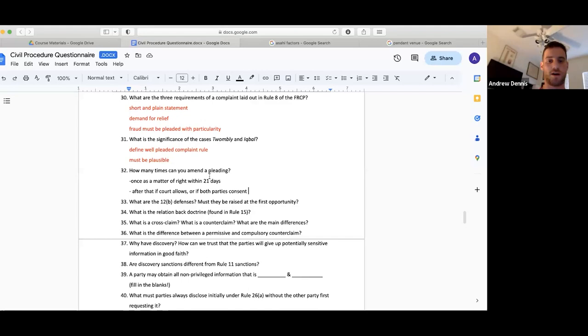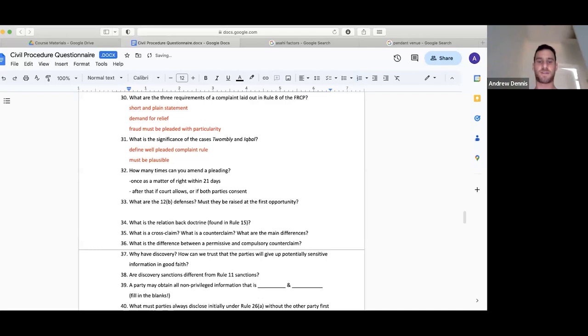What are 12B defenses? Must they be raised at the first opportunity? This is probably one of the most important questions of the questionnaire. What are the 12B defenses, and which ones must be raised at the first opportunity? If you don't use it, you lose it. After, no, that's not a 12B defense. We can bring it up after. They're seven very specific ones. Let's do them in order.